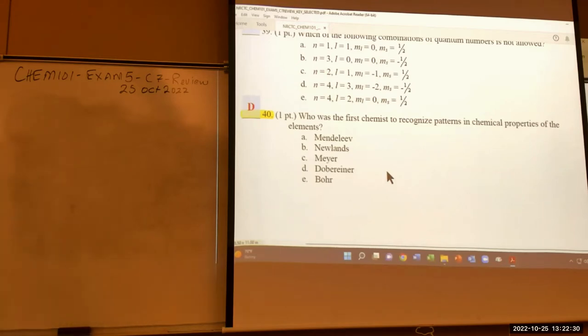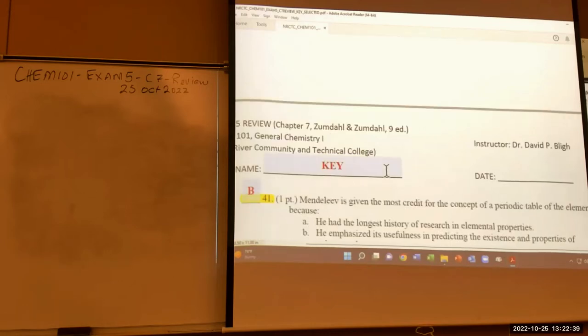It could have been from the same region. Dobermann, Dobereiner. I don't know German, so I can't tell you. Anybody studying German? No? Okay.